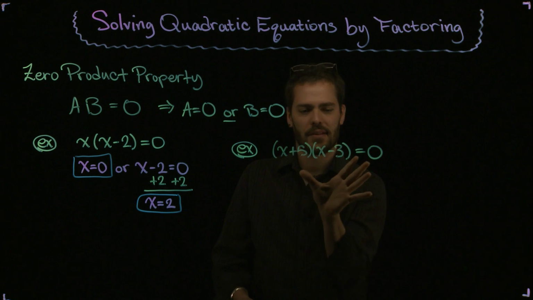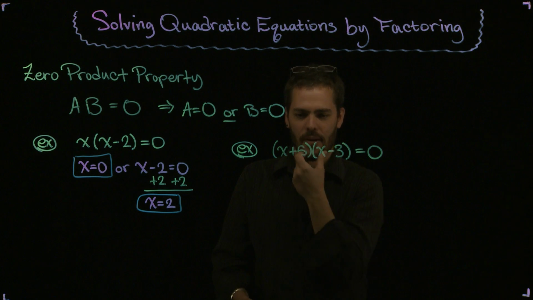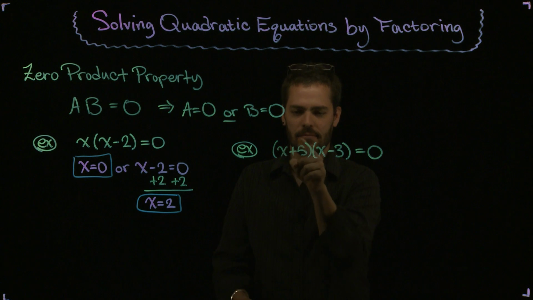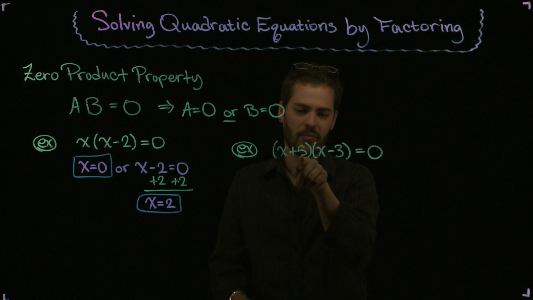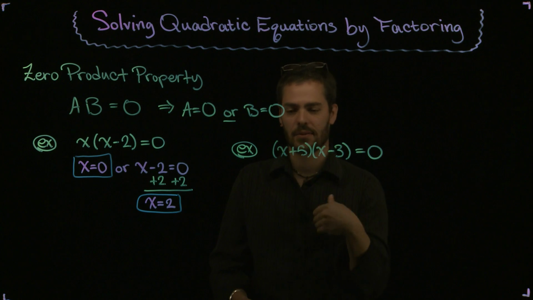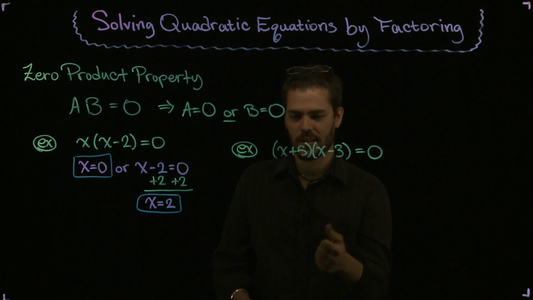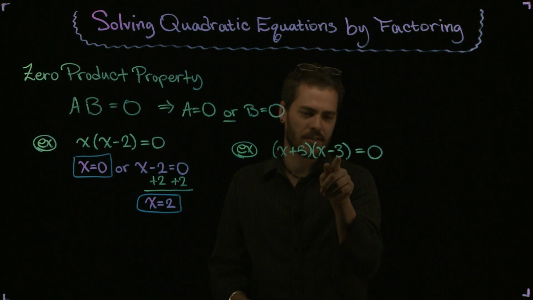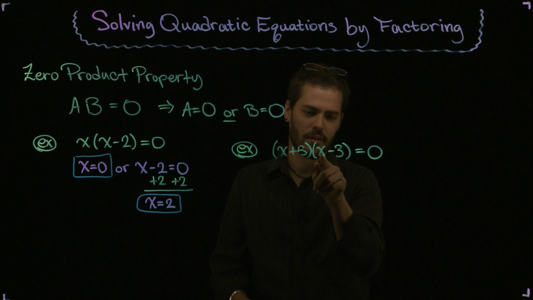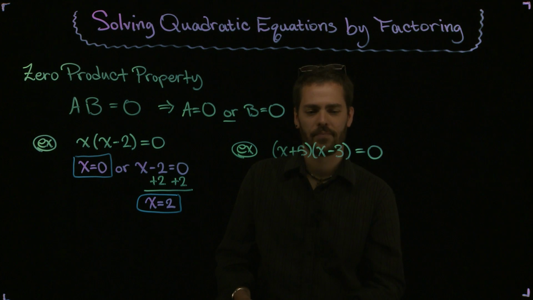Now we can ask ourselves simply also, what would make this factor 0? Well, I can see that if I had x equals negative 5, negative 5 plus 5 is 0, so x equal to negative 5 would be a solution to this equation. Also, in the other factor, I could say 3 would work. 3 minus 3 is 0. Therefore, 3 is also a solution to this equation.